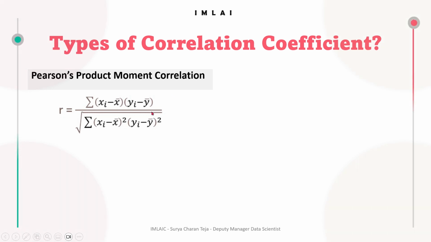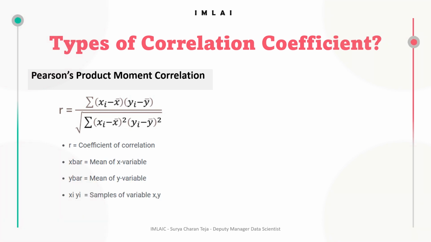In this, R is the coefficient of correlation, x bar is the mean of the x variable, y bar is the mean of the y variable, and xi, yi are samples of variables x, y. We can simply call them individual records or individual values of the x and y variables. Put in a simple way, it's called a deviation. We used that word deviation when we calculated variance.